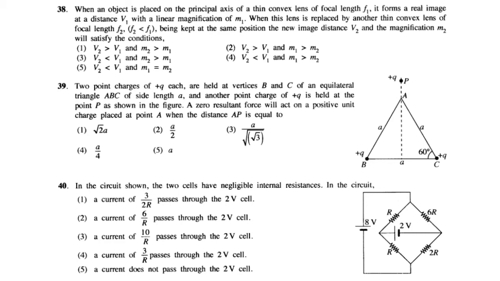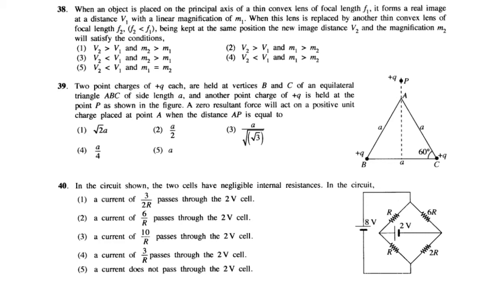Answer 4. Question number 39. Three point charges of plus Q each are held at three places as shown in the diagram. A positive unit charge is placed at point A. They are asking what would be the AP distance for a zero resultant force on the charge at A.